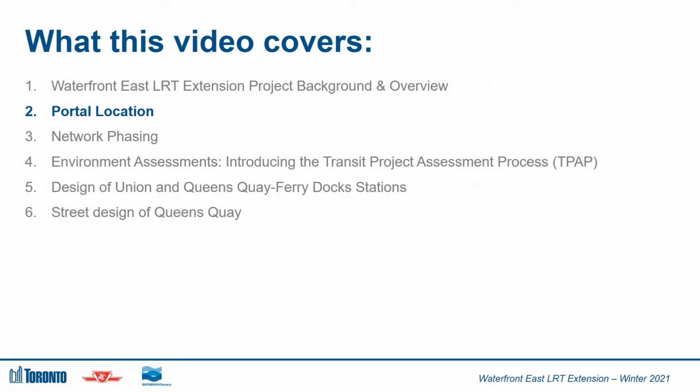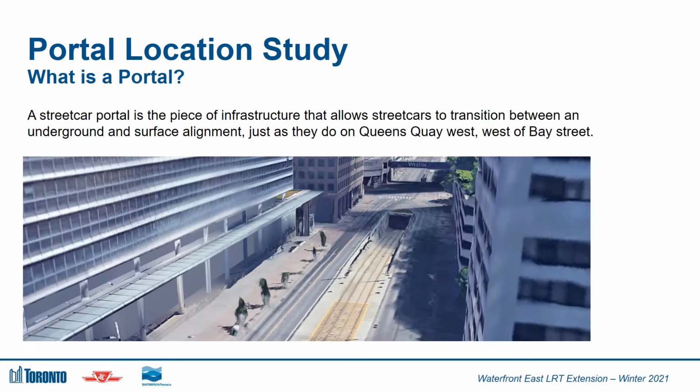I will be presenting on the findings of the portal location study. The streetcar portal is the piece of infrastructure that allows streetcars to transition between an underground and surface alignment, just as they do on Queens Quay West, west of Bay Street. There will need to be the same type of facility on Queens Quay East to allow streetcars to travel directly from the underground Union Station streetcar loop to the surface on Queens Quay East.